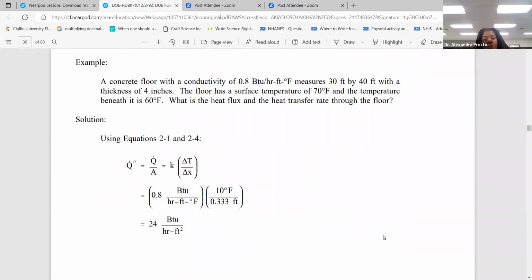So they use equations 2,1 and 2,4. So Q over A, the heat flux, is equal to K times delta T divided by delta X. Then they plug in and solve. So 0.8 BTU per hour foot degree Fahrenheit times 10 degrees Fahrenheit over 0.333 feet is equal to 24 BTU per hour foot squared.